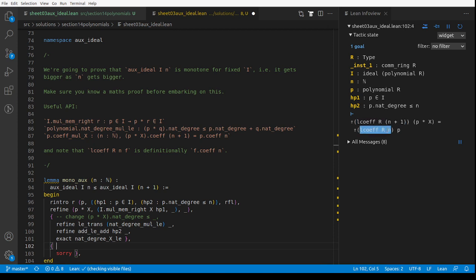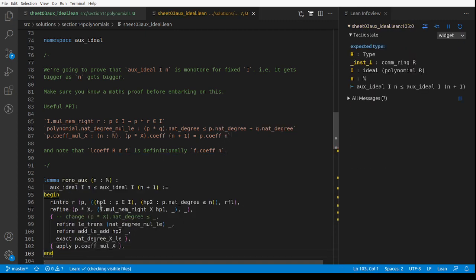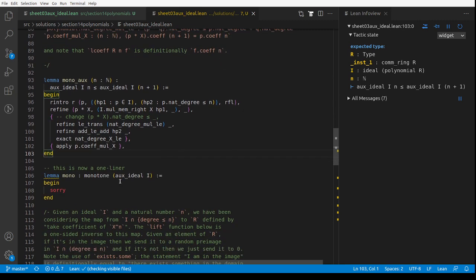Well, this is in the library already. The n plus first coefficient of p times X is the nth coefficient of p, and let's call this thing here. So let's apply this, and there we go. That's done that one. So that says that the ideal at level n, the nth auxiliary ideal, is a subset of the n plus first auxiliary ideal.